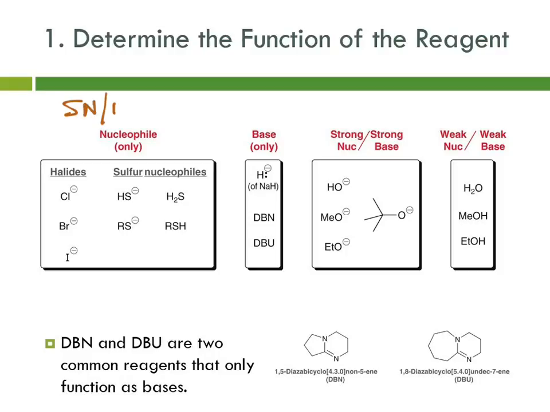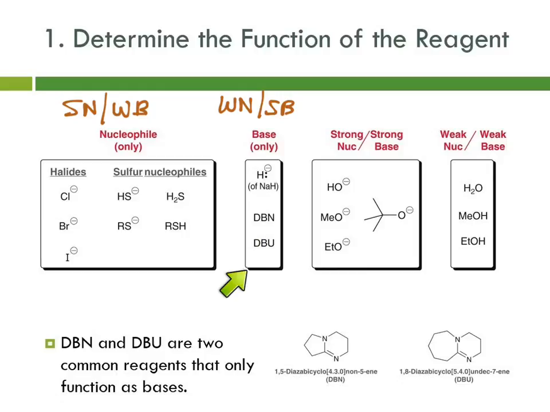Strong nucleophile, weak base. We covered that one. Next group, book says base only. So that's a weak nucleophile, strong base. So base only, we've got the hydride ion. This is a strong base, but it doesn't function as a nucleophile very well because it's so small. It's a hydrogen with one extra electron.